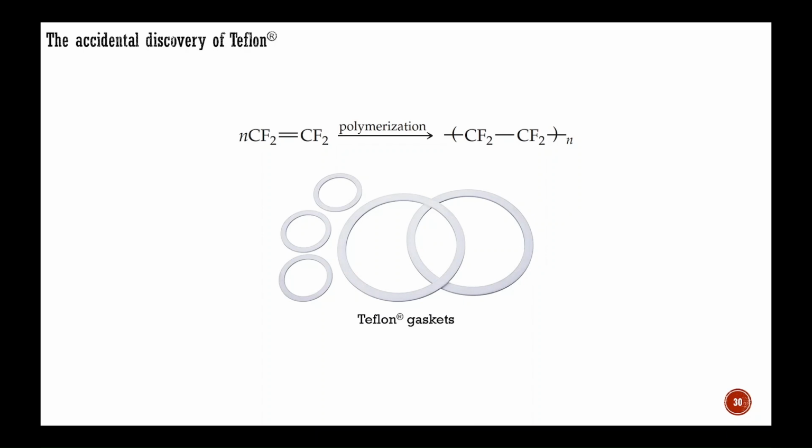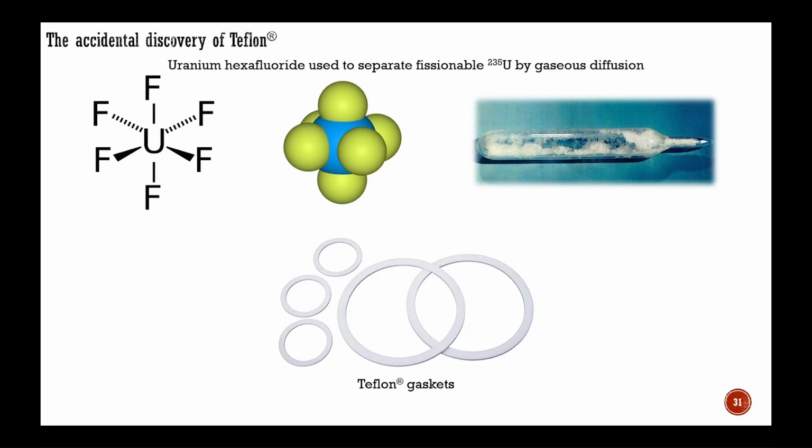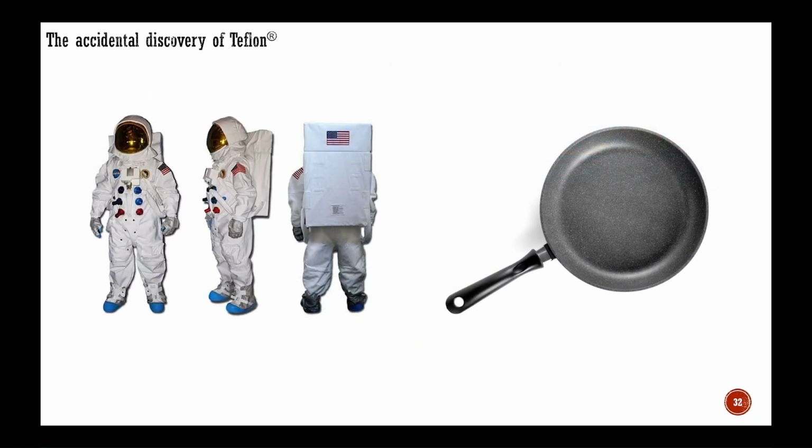As it turned out, the properties of this material, called Teflon, were ideal for an immediate and important application, the development of the first atomic bomb. Uranium hexafluoride, which was used to separate radioactive uranium-235 by gaseous diffusion, is an extremely corrosive material. Teflon was applied as a gasket material in the separation of uranium-235. Today, Teflon is used in a variety of applications, from nonstick cookware to spacesuits.